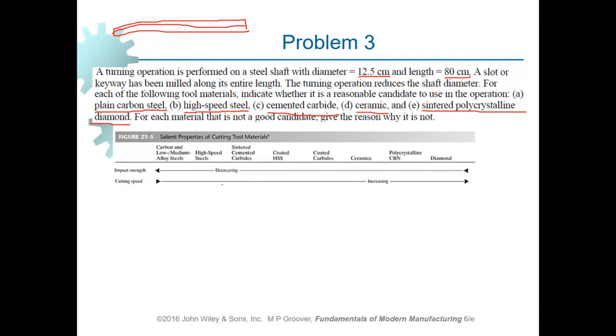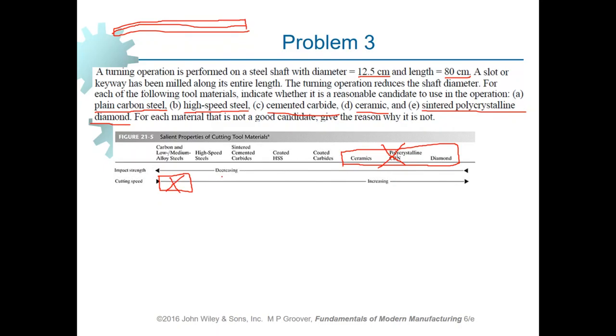Now let's take a look at this graph here. As we can see, diamond, polycrystalline diamond, ceramics, and also coated carbides up to this point are the ones that have a low resistance to impact. So for this given application, these are out because of low resistance to impact, and we are left with the rest. Within the rest, if we look at the cutting speed, we have a very low cutting speed for plain carbon steel, so I will take this one out as well. What is left is just the remaining ones.